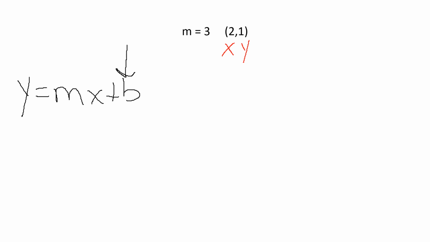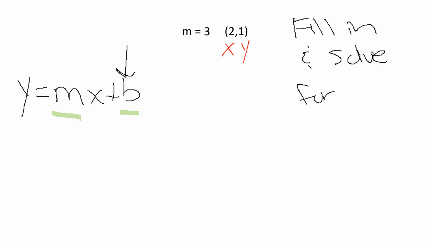So, I'm going to say it again. In order to write the equation of a line, I have to have an m, and I have to have a b. In this case, I don't have a b. I only have an m and my x and my y. So what I am going to do is fill in and solve for b. Just like solving for x, b is a variable just like x is.